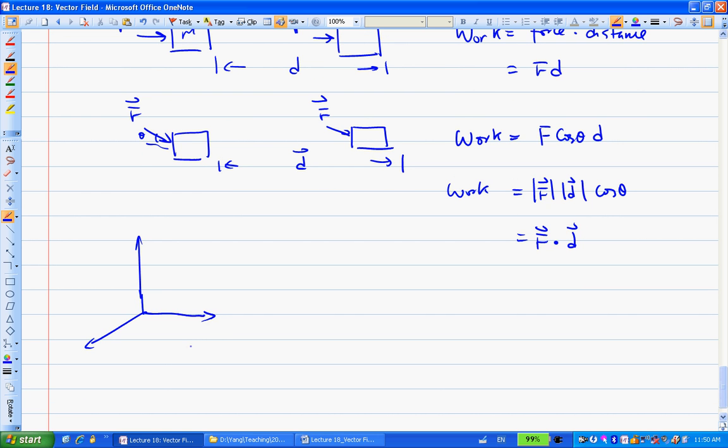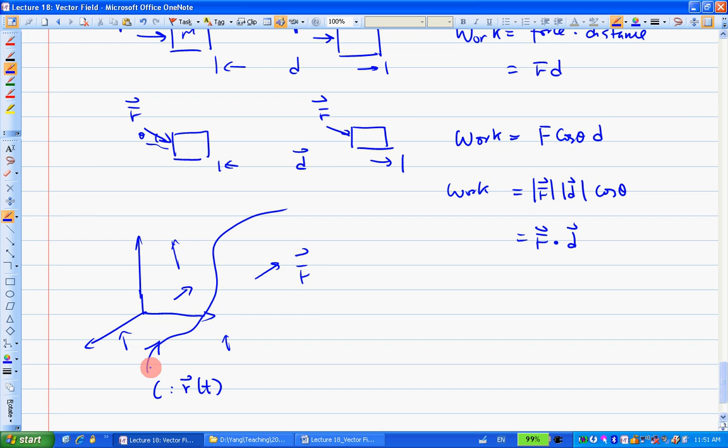Suppose you're moving along a certain curve C, like this. It's not a straight line. It's a curve C in 3D space, which is described by a parametric equation r. So you're moving the mass around here. And the force, I can think of as if there is a vector field in the 3D space.